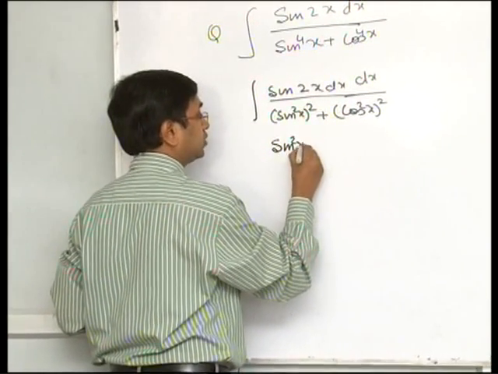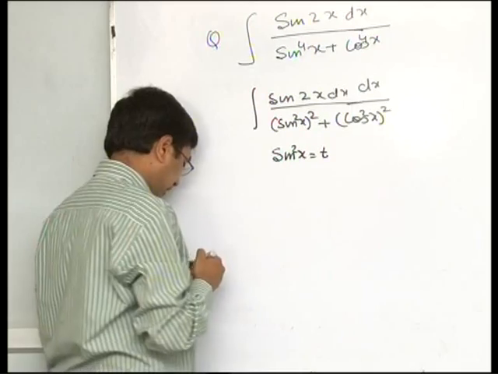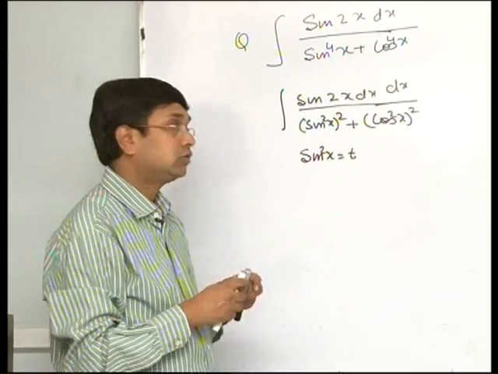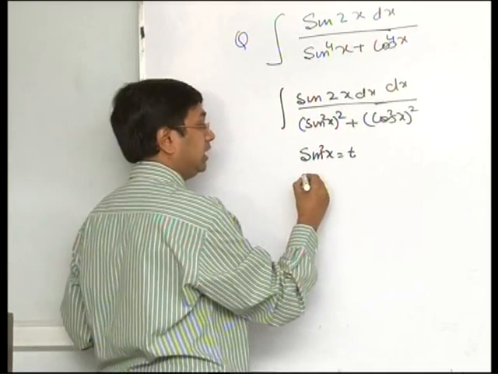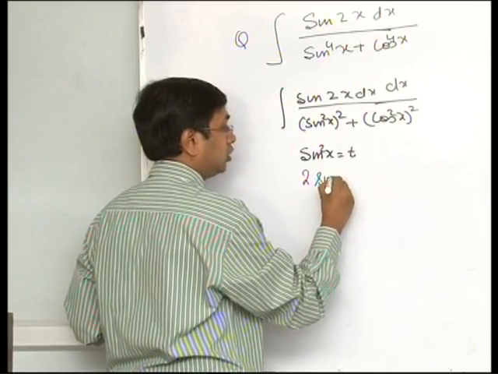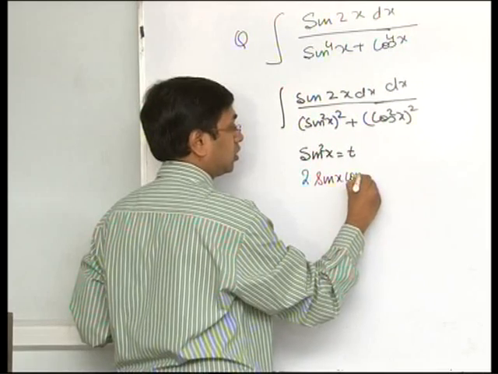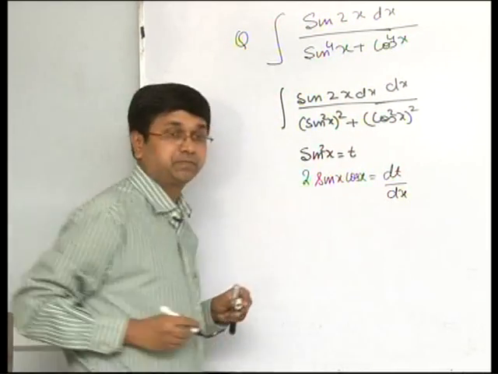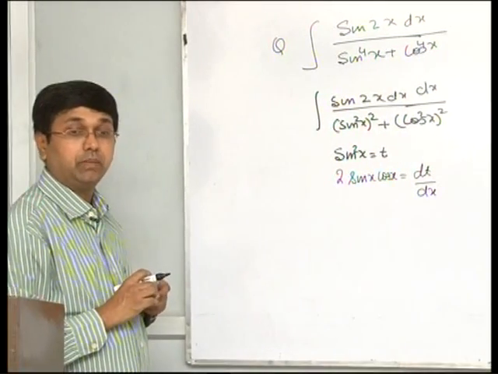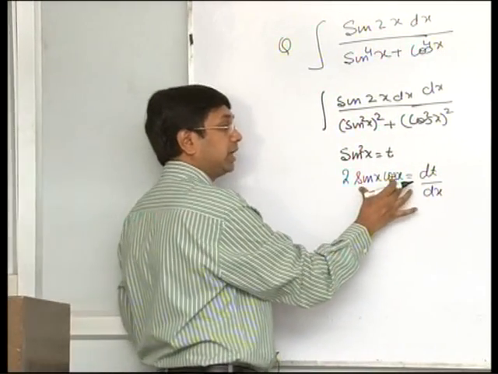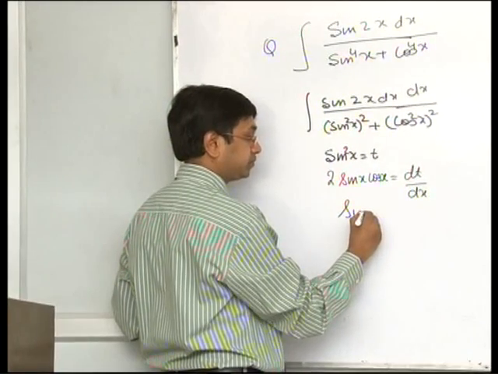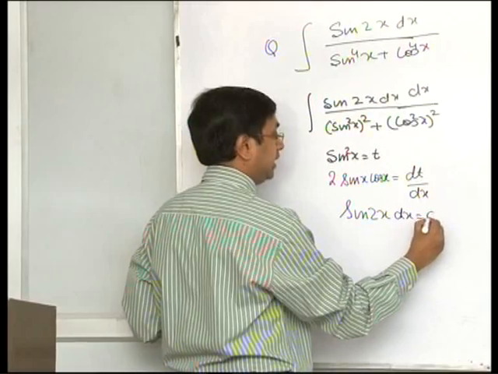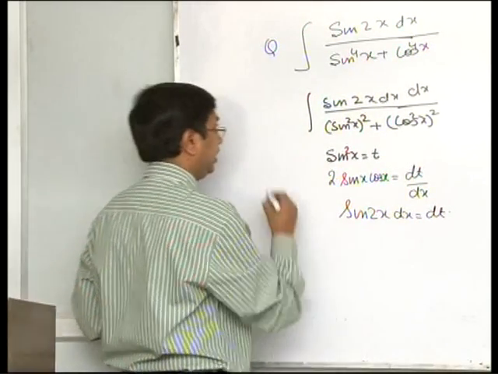So let us take sin square x equal to t, and the benefit you can see is we have cos square x, which is again convertible to sin square x. So this problem can be solved easily now. What would be the derivative? 2 sin x cos x equals dt by dx. We know that 2 sin x cos x is nothing but sin 2x. So sin 2x dx is equivalent to dt.